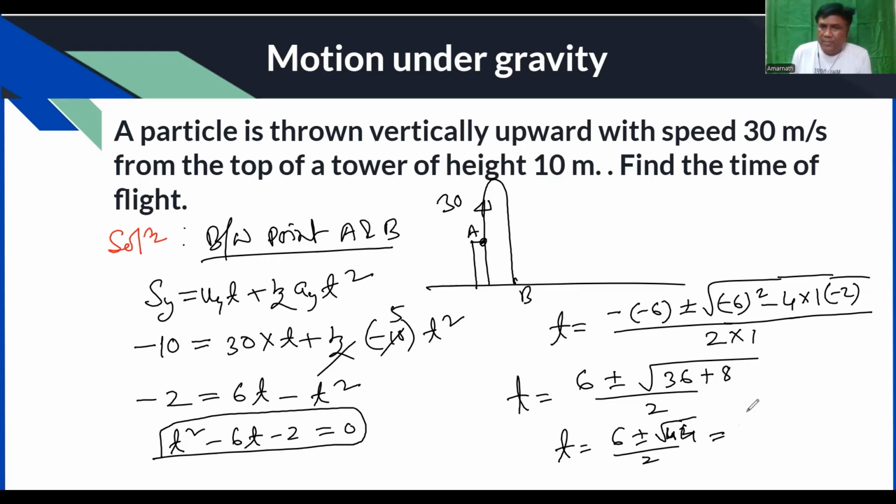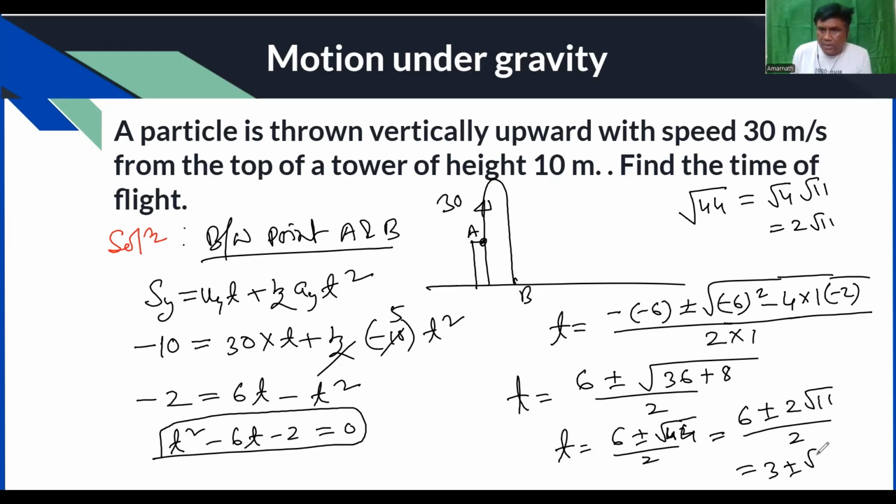If you want, you can simplify it a little bit because 6 plus minus, that will be 2 into 11. Shikha, please try to understand this term, because under root 44 is nothing but under root 4 times under root 11, and under root 4 is nothing but 2. So, divided by 2, you can write 3 plus minus under root 11. Here minus cannot be accepted because time will be negative, so you have to take only the positive value.